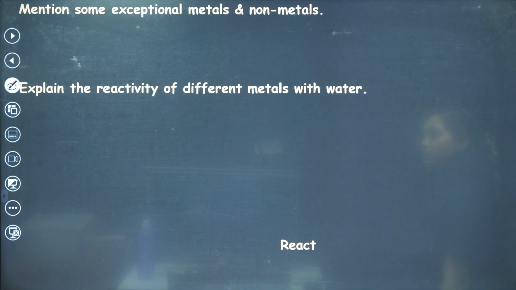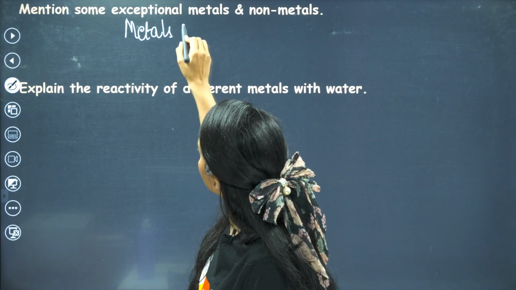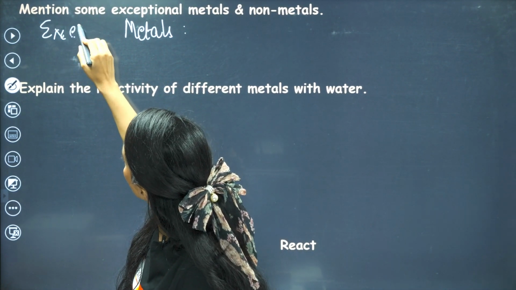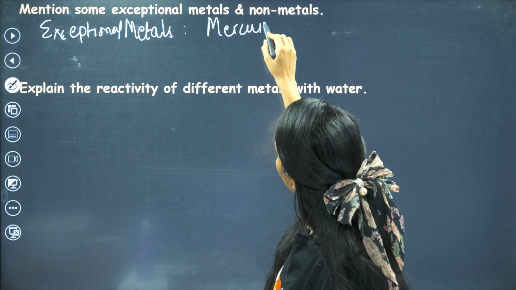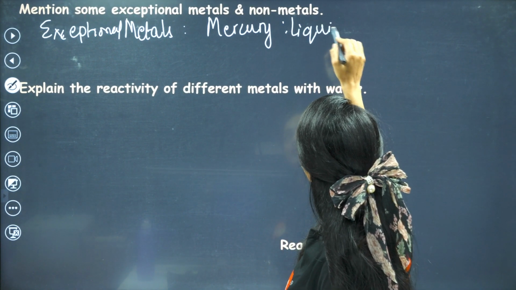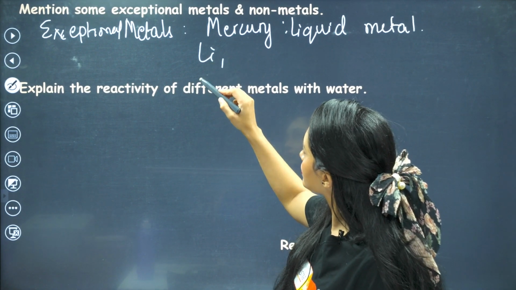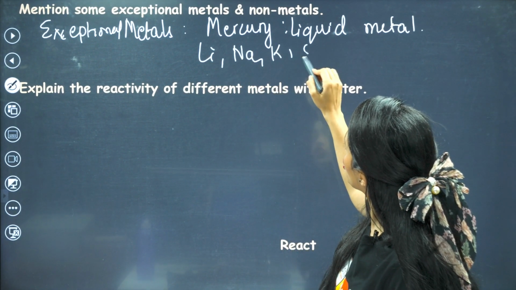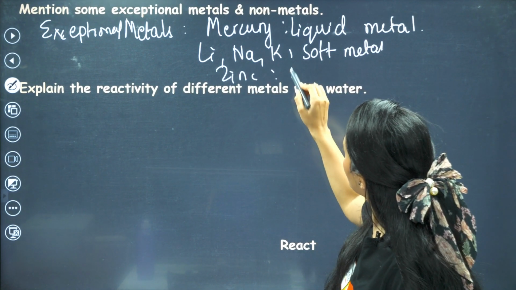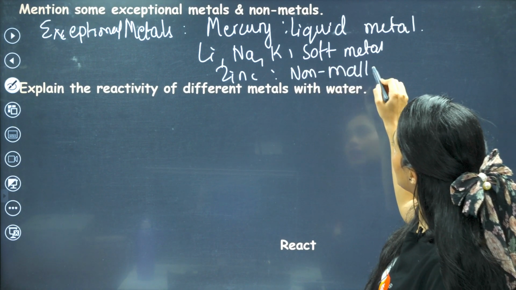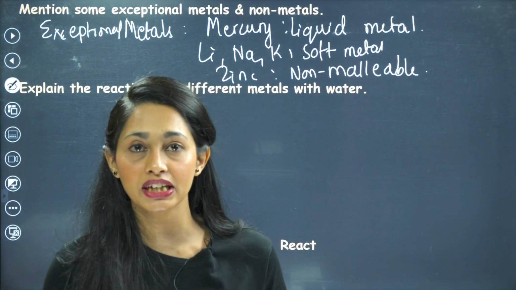Moving on, mention some exceptional metals and non-metals. You can easily write this. Which are those exceptional metals? We have mercury, which is a liquid metal. And we have lithium, sodium, potassium. These are soft metals. Zinc is non-malleable. And which are the exceptional non-metals? I need you to comment in the live chat.